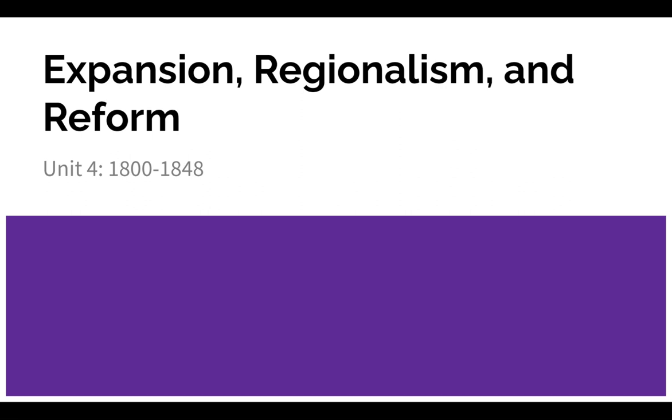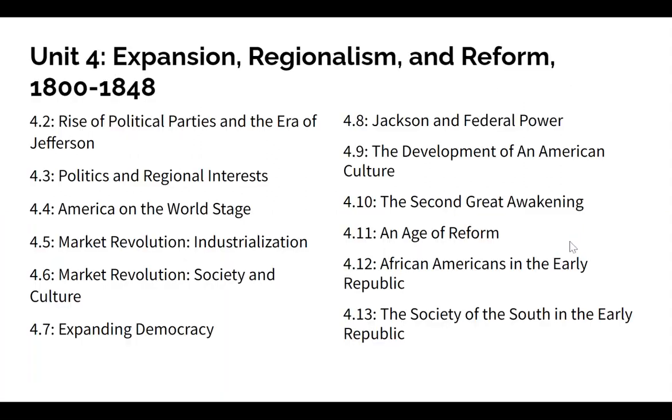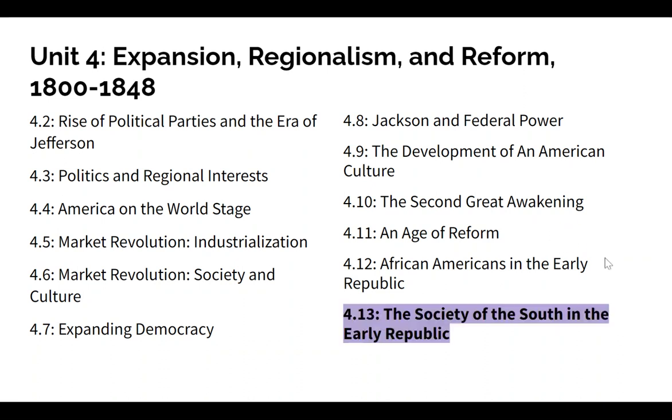Hi, everyone, and welcome to video number 10, our final video for Unit 4, Expansion, Regionalism, and Reform from 1800 to 1848. In this video, we're going to be focusing on the society of the South in the early Republic. In the last one, we talked a lot about African Americans in the early Republic, and in this one, we're going to be looking more at white Southern society to understand a little bit about what direction we'll be heading when we get into Unit 5, which of course will be about sectional divide and ultimately the Civil War.